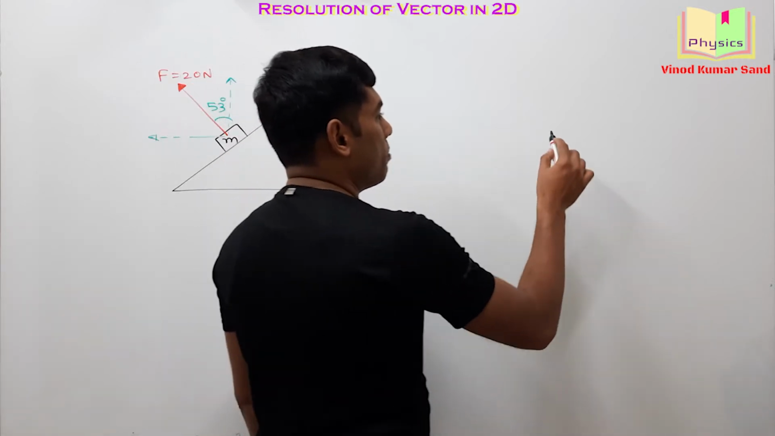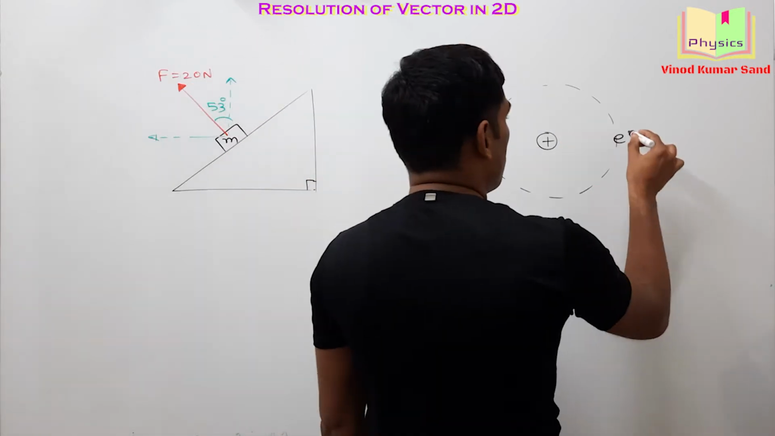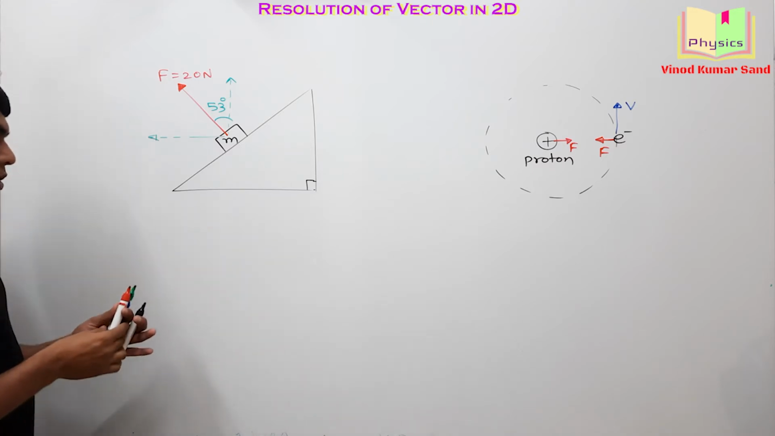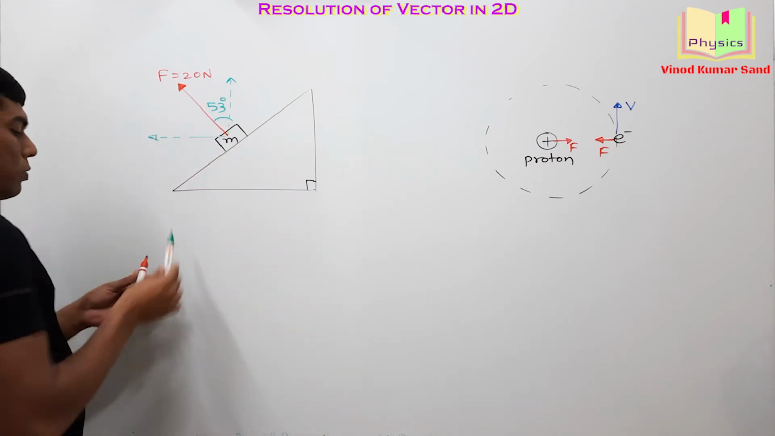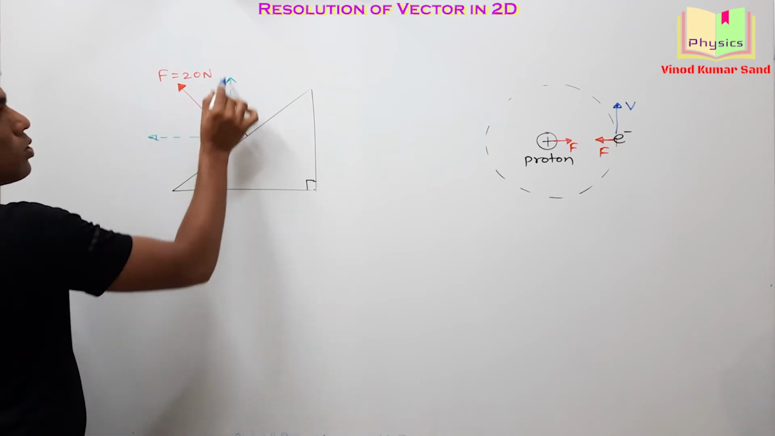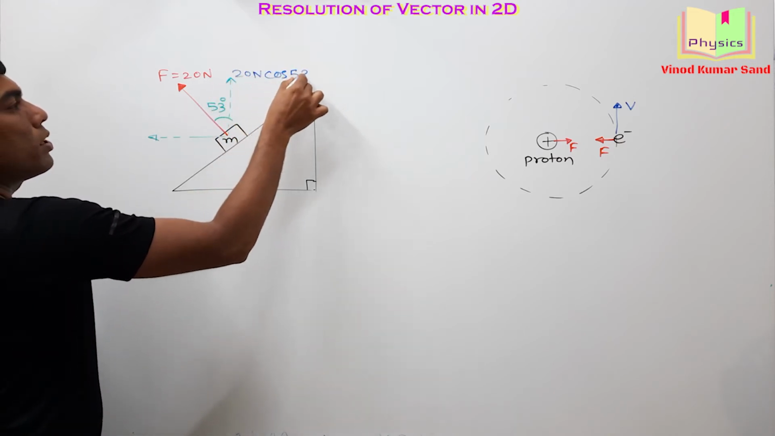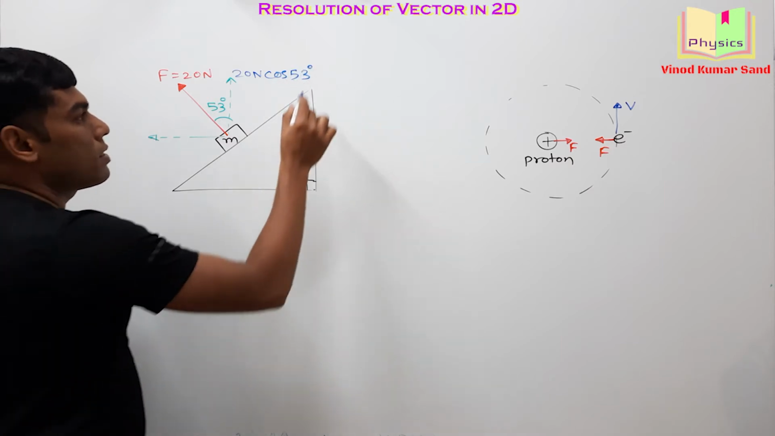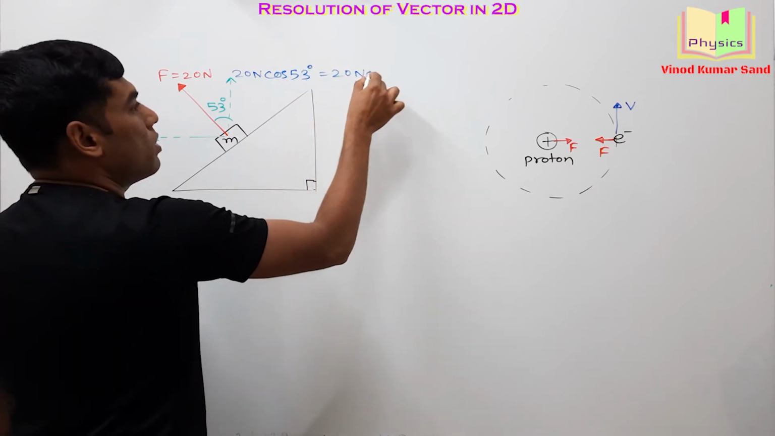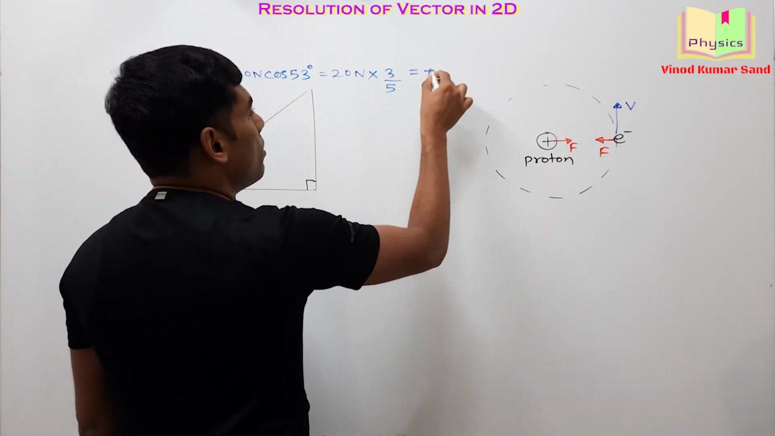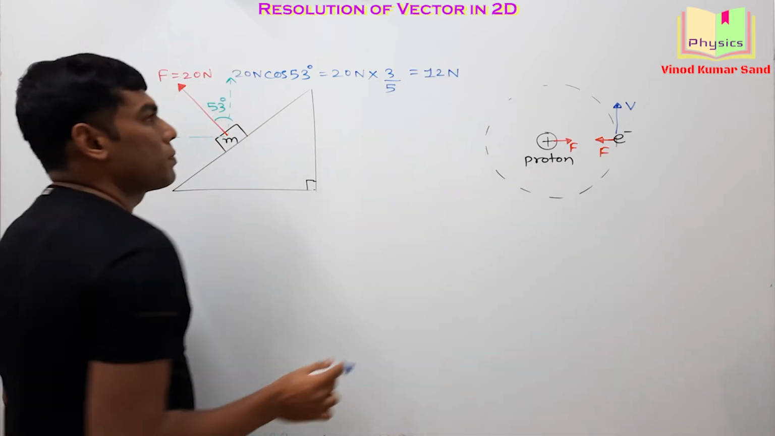Till then, I'll make up the other question. I hope you are done with your calculations. So if this angle is 53 degree, how much is this component? It will be 20 Newton cos 53 degree. And we can simplify it. 20 Newton into 3 by 5. So this will be equal to 12 Newton.